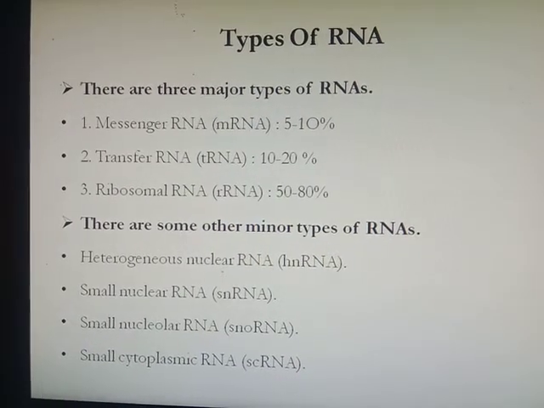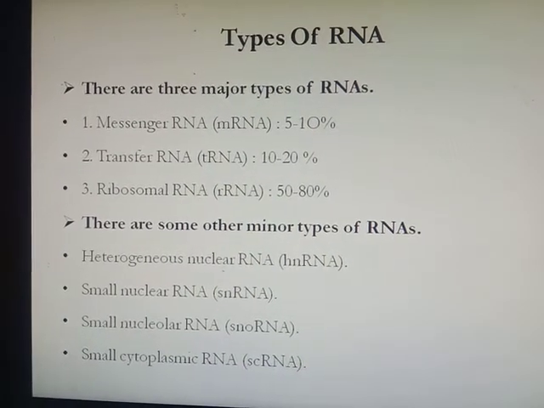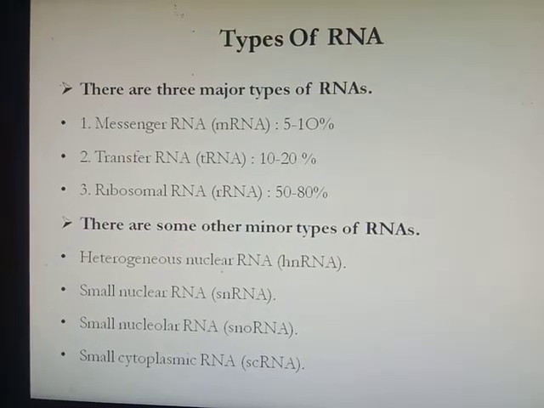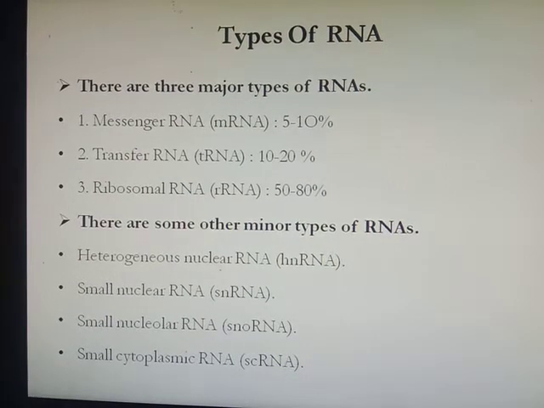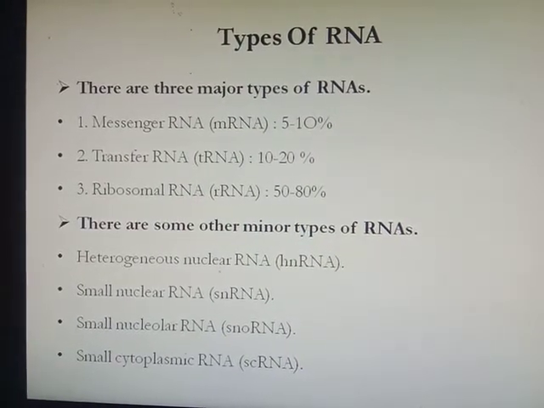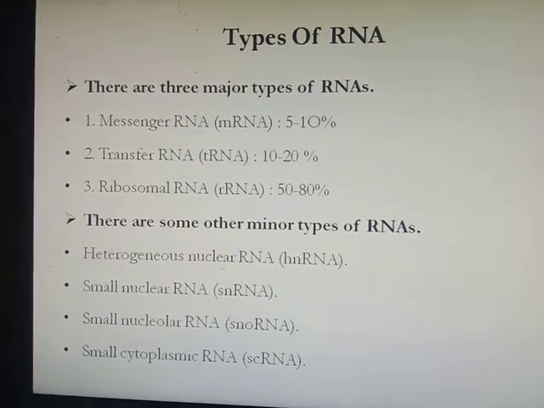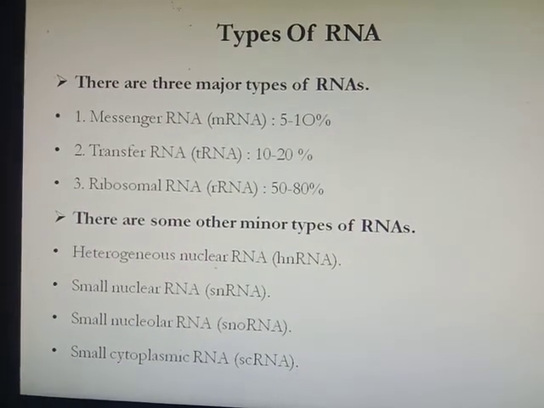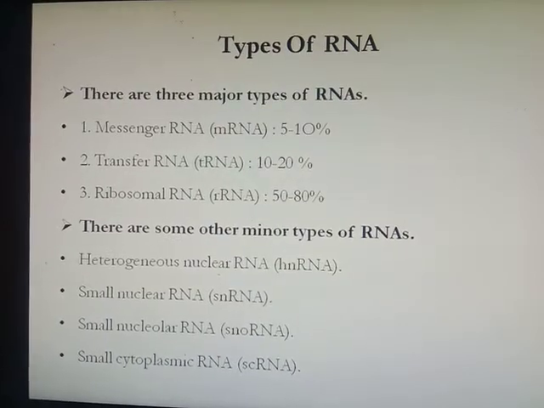Then small nuclear RNA, also called snRNA. Then small nucleolar RNA, also called snoRNA, and small cytoplasmic RNA, also called scRNA. Now we will see the role of all these RNAs.